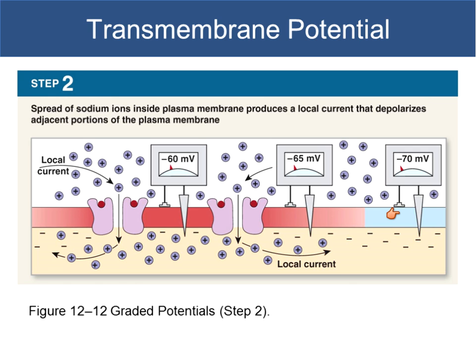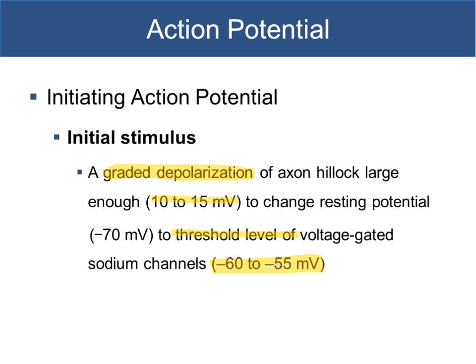We're going to go from negative 70 to negative 65. Notice there are no channels here open yet, so no sodium ions coming in. We're getting more positive. We're getting further and further away from negative 70, so there is a good shot that there's greater potential. This localized change in transmembrane potential can become an action potential.